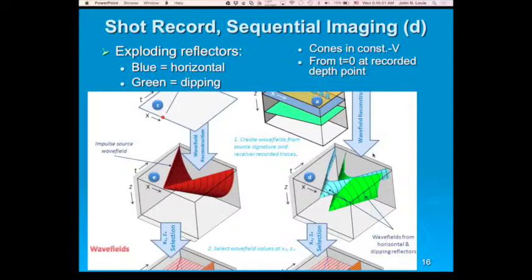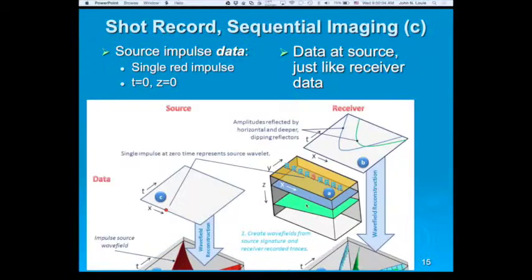And then where does it, if the apexes of the cones, the points of the cones, were at the surface, at z equals zero, what would the hyperbolas in the data look like?